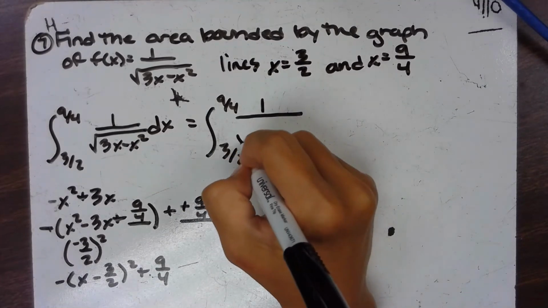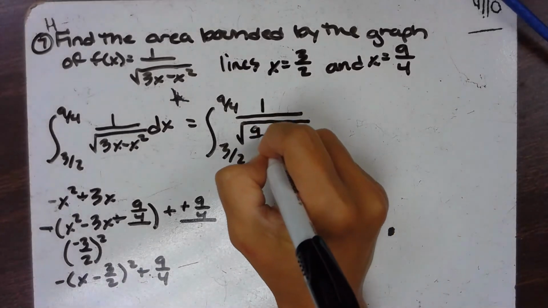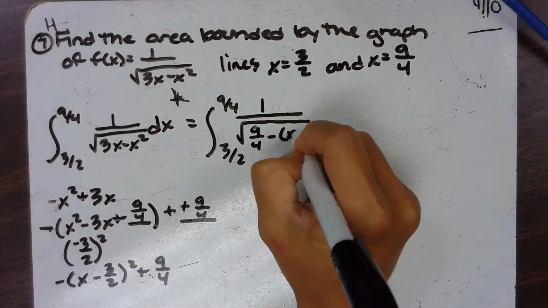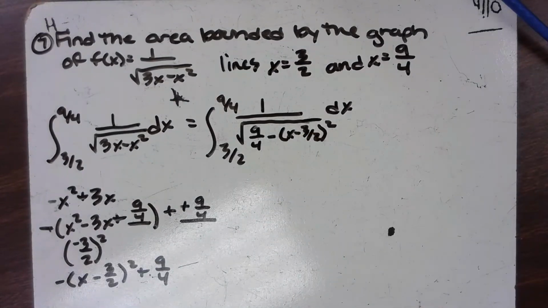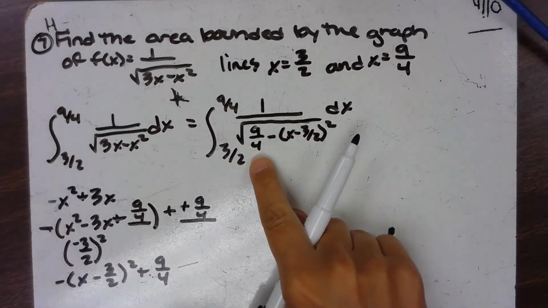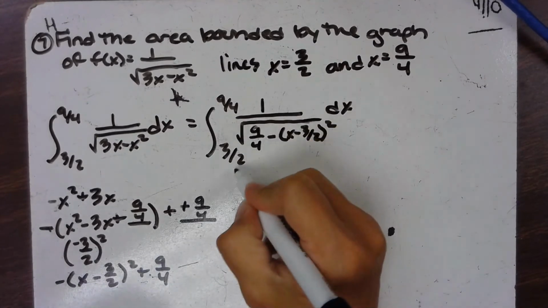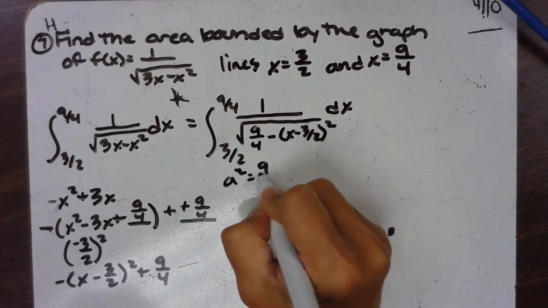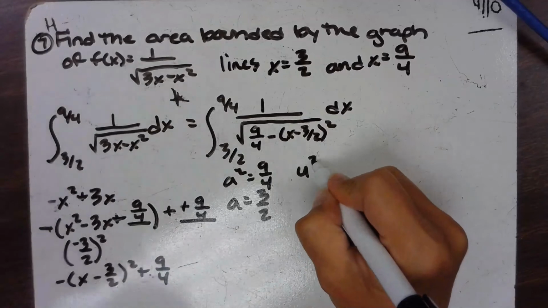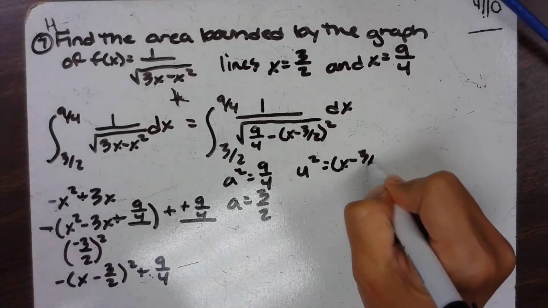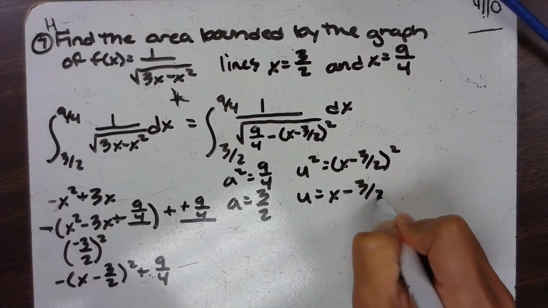It's 1 over the square root. I'm going to flip-flop these two and put the 9/4 first, minus x minus 3/2 squared. So let's start looking at this. This is your a squared minus u squared, so this is looking like sine. Here, a squared is 9/4, so a equals 3/2. My u squared is the x minus 3/2 squared, so my u equals x minus 3/2 if I took the square root.